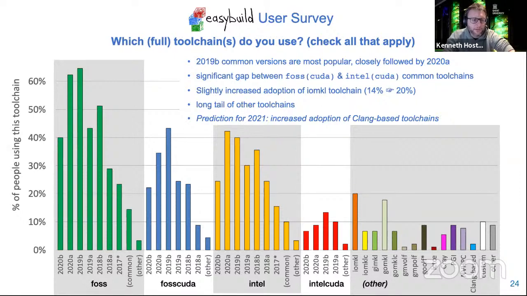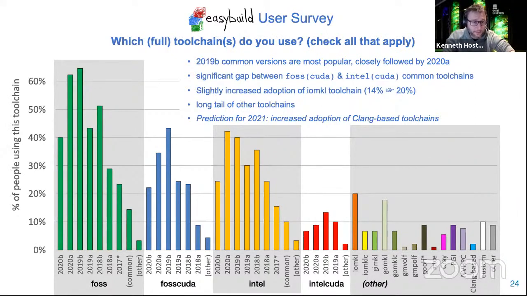There's a big gap between FOSS and Intel. Again, no surprise there. Intel was licensed. This is changing with the oneAPI versions. At least those are freely available and free to use. So maybe we'll see changes there as well in the coming year and years. The iomkl toolchain, the first one here, that's Intel compilers, OpenMPI, and the MKL library, is slowly increasing in adoption. That's currently at 20%, while it was lower the years before. And there's a long tail of different toolchains.